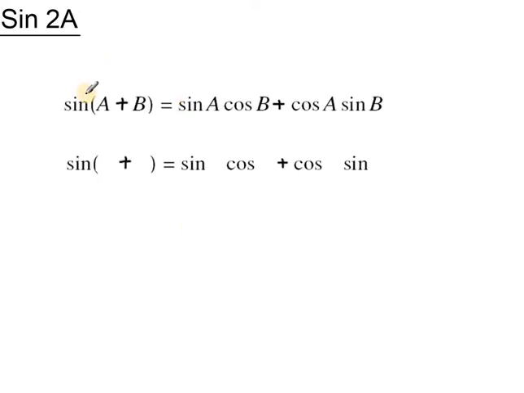In the identity sine A plus B, angles A and B could be just about anything. So if angle A was 10 degrees, then I would put 10 here. And here, if angle B was 30 degrees, then I'd put 30 here and here. So they could even both be the same. These angles don't have to be different. They can be the same angle, then you would get this.